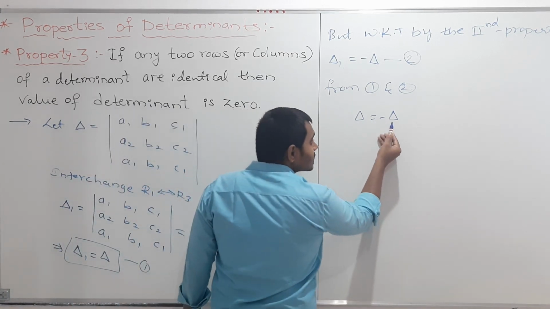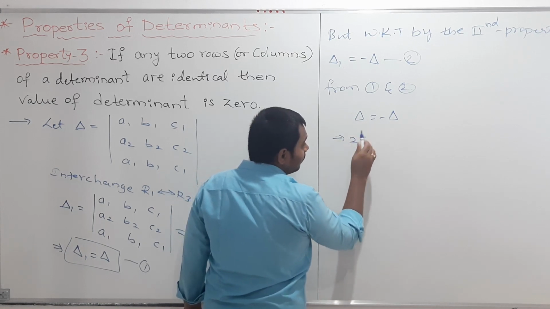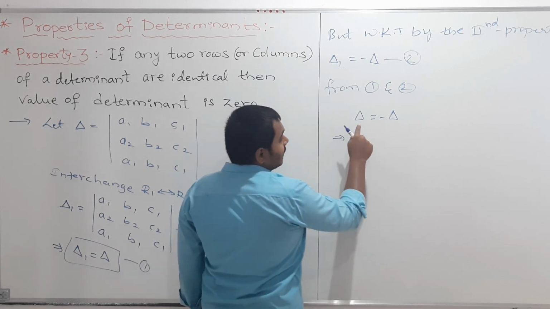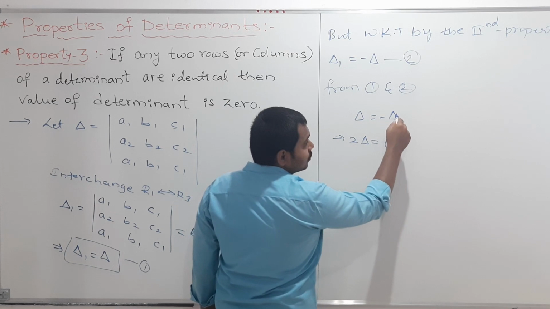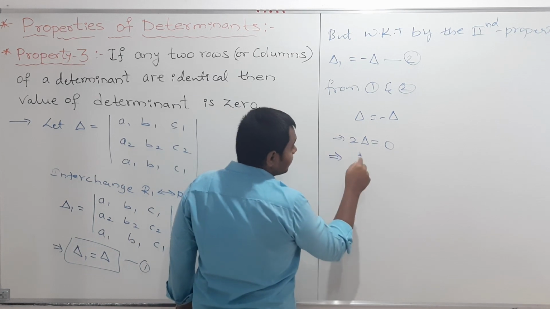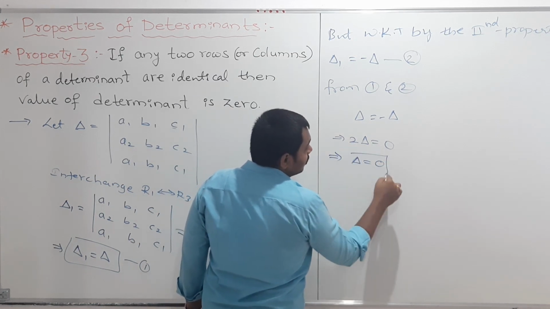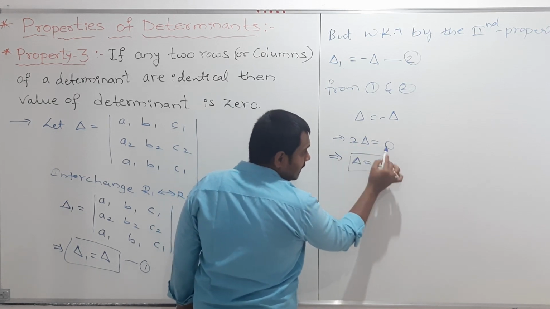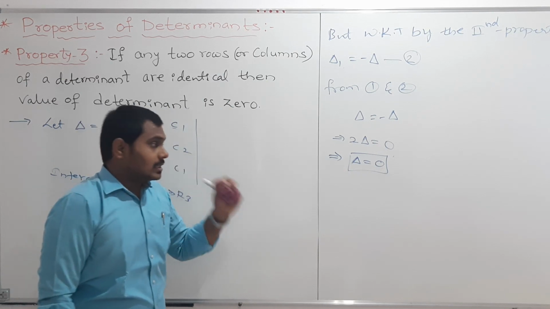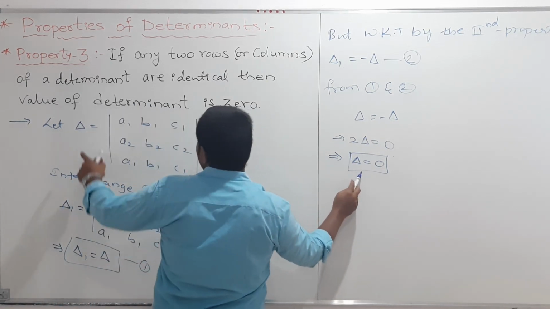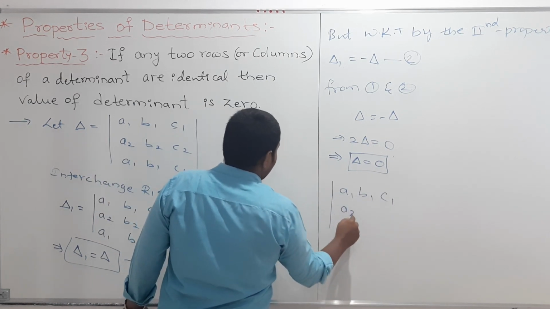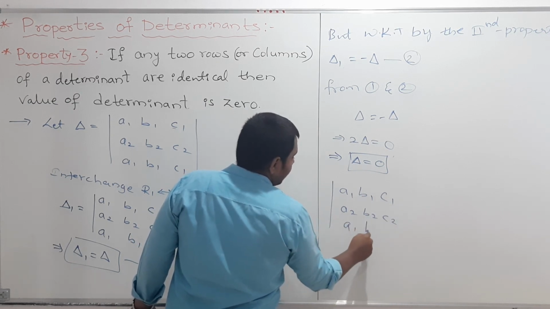Now this minus delta, if you shift it to this side, will become plus delta. Delta plus delta is 2 delta, and on the other side there are no elements, so that value I take as 0. So this implies delta is equal to 0, because if I shift this 2 to the other side, 0 by 2 is 0. Clear? So therefore, the determinant value is equal to 0. This is the determinant A1, B1, C1, A2, B2, C2, A1, B1, C1.